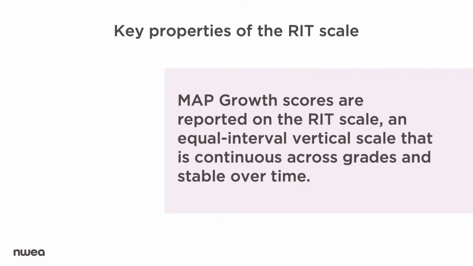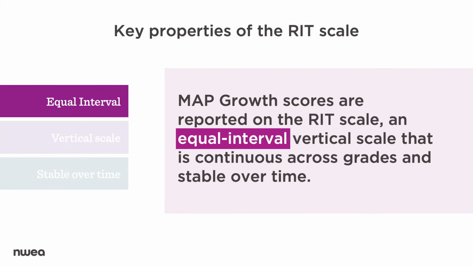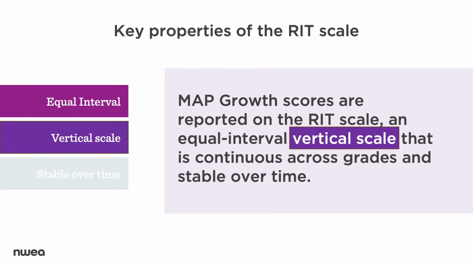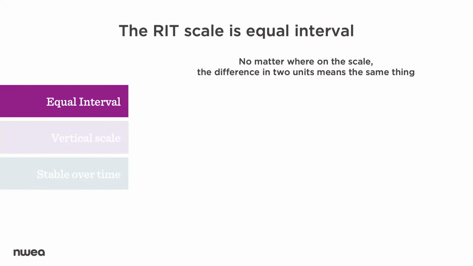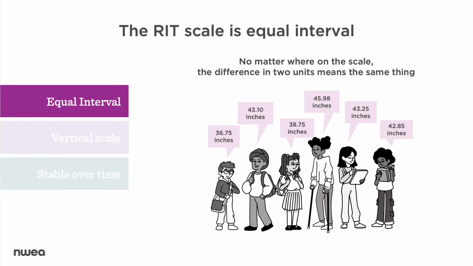MAP Growth scores are reported on the RIT scale, an equal interval, vertical scale that is continuous across grades, and stable over time. Let's unpack that. The RIT scale is an equal interval scale. That means a 10-point difference on the scale means the same thing, no matter where a student falls. The distance between 200 and 210 represents the same growth as the distance between 250 and 260. Think about it like a ruler. 1 inch is 1 inch, whether you're measuring a kindergartner or a pro basketball player. That's what makes it meaningful. We can track change accurately and consistently.